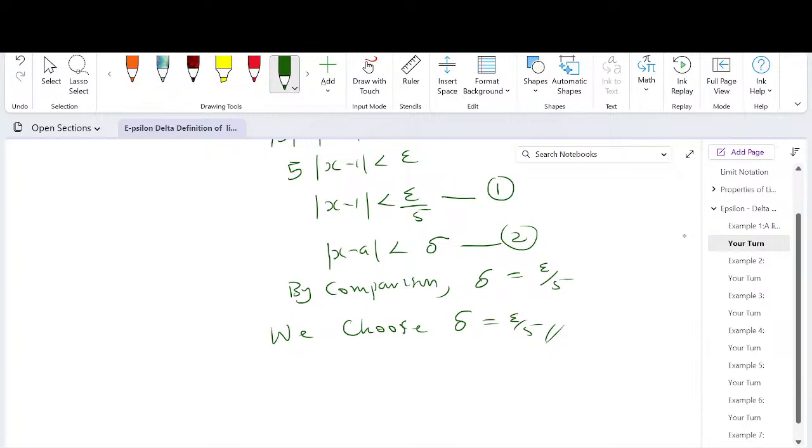As I told you, once you do this and the steps are okay, you get your full mark. Next time, I want you to do part 2, and part 2 will be for you to actually use the value of this delta.